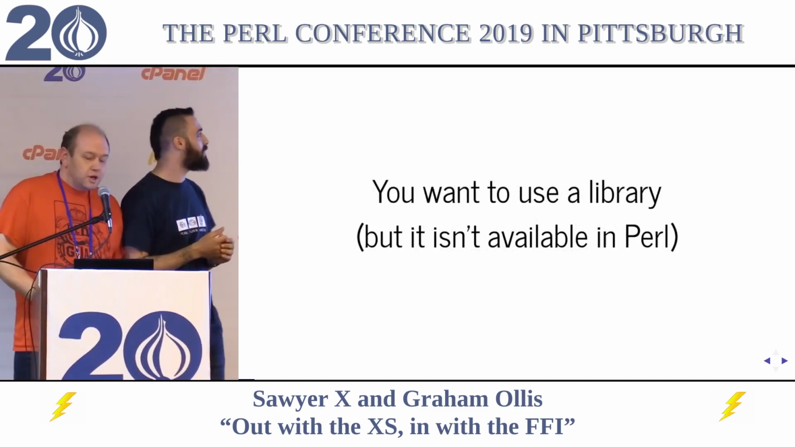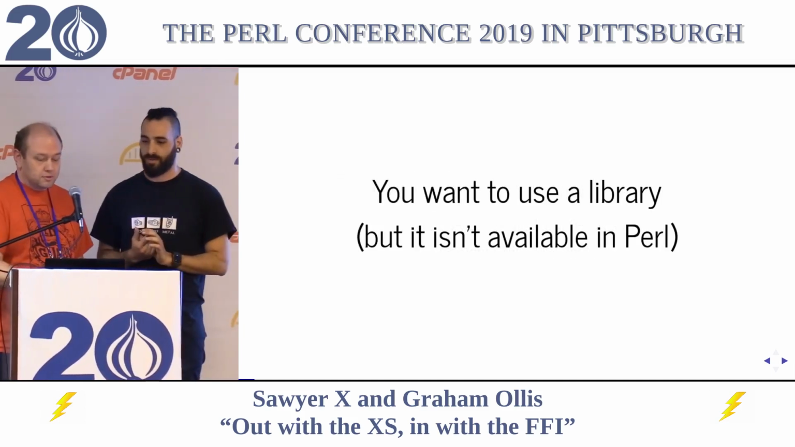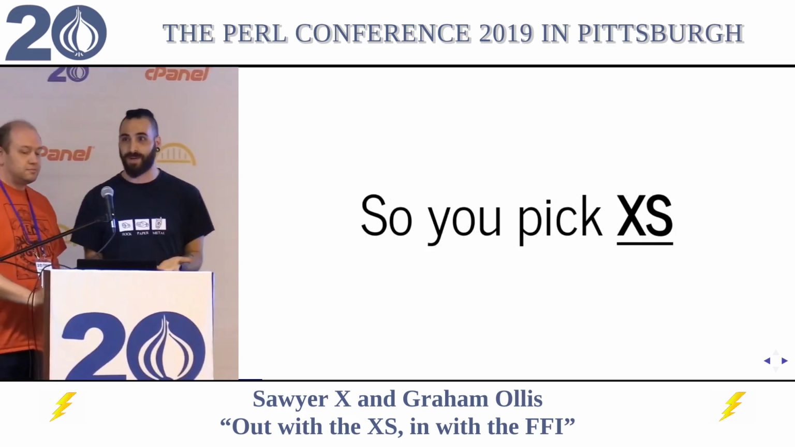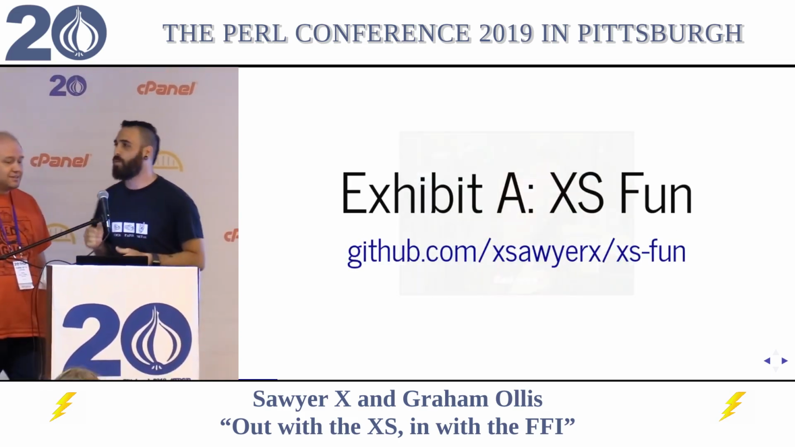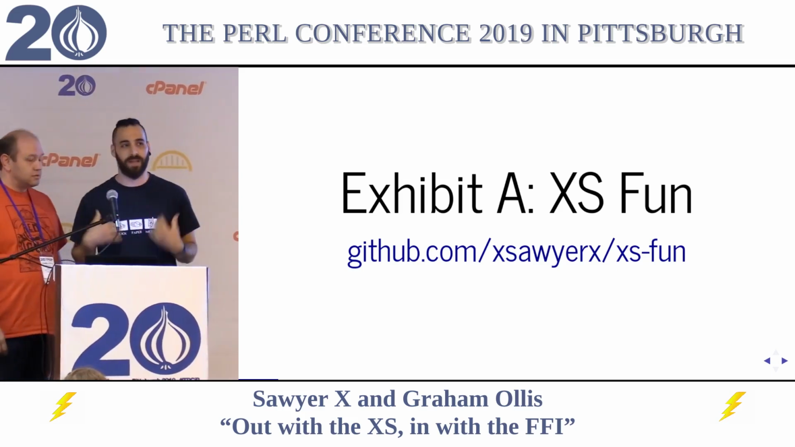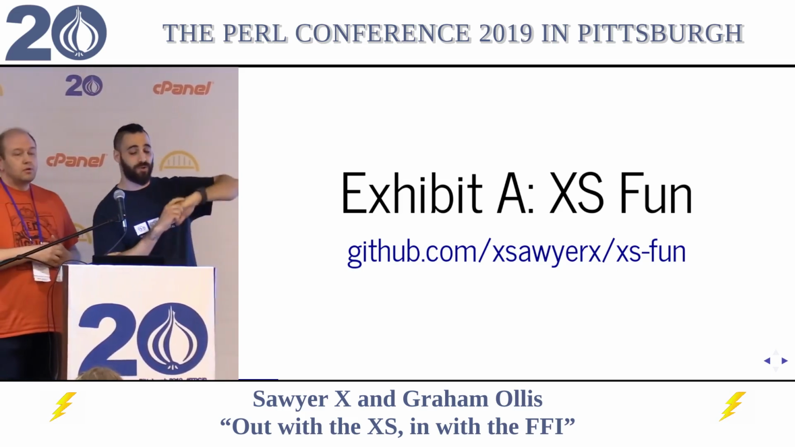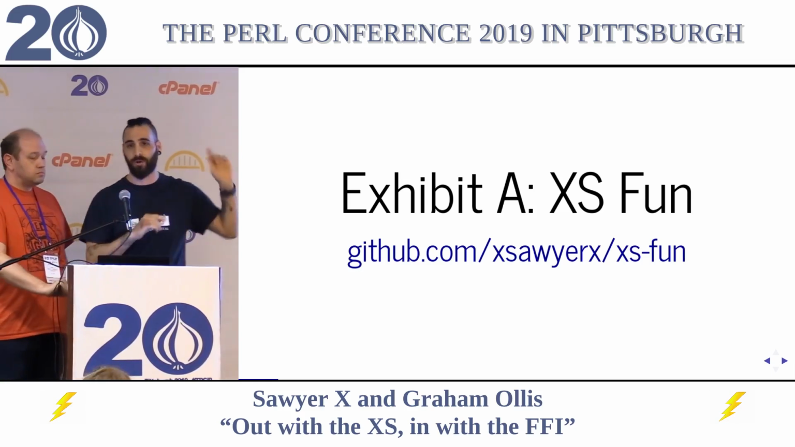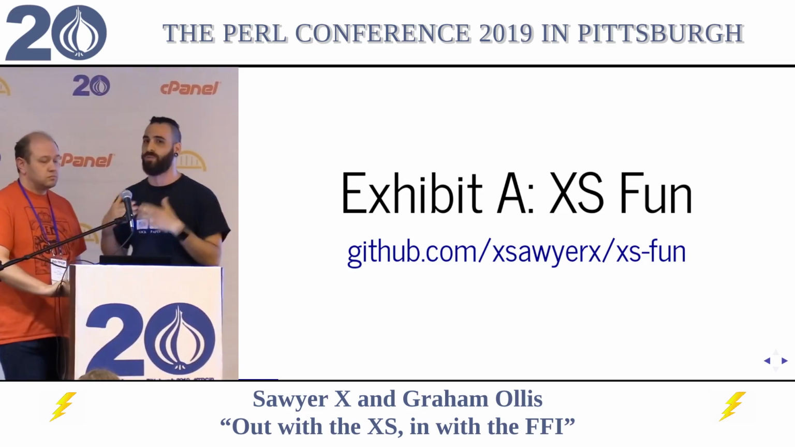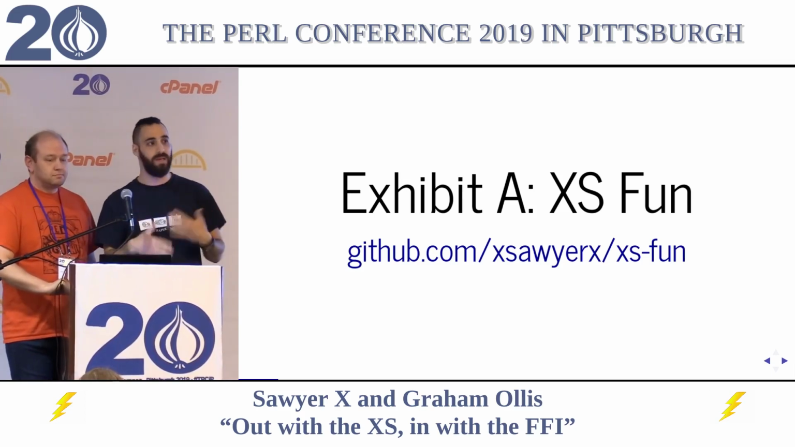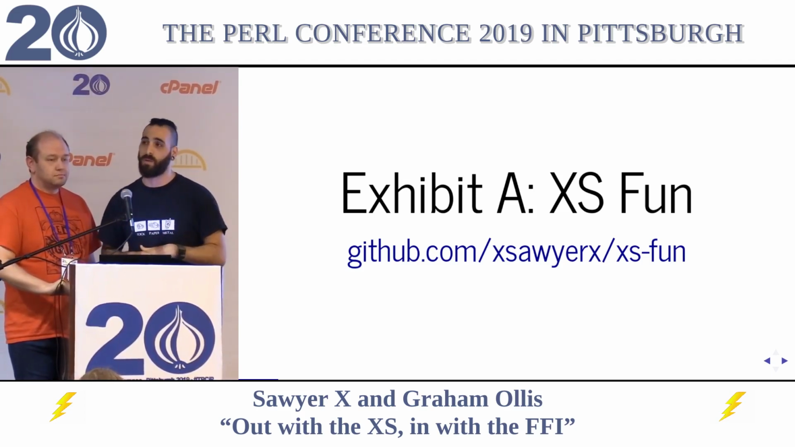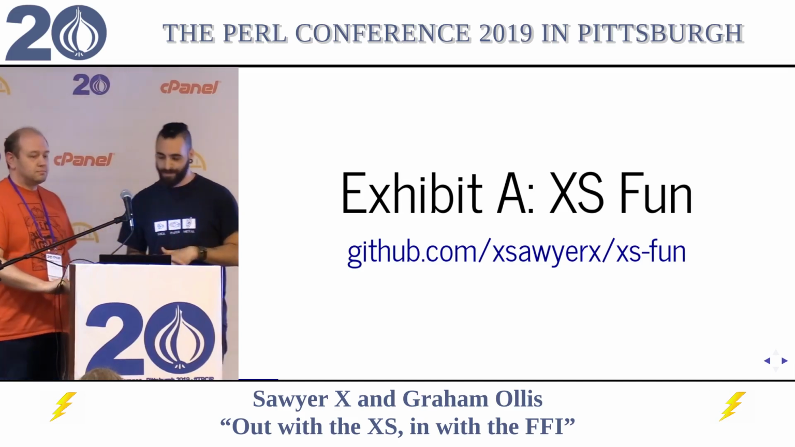So you want to use a library, but it isn't available yet in Perl. So you pick XS, right? Bad idea. So we're going to take an example of something that I did. In 2013, I started writing this library called XS Fun just to play and learn Perl, and it was using a library to write bindings just so I have a chance to really get to know XS, and it was really fun, but it's also an example of not a good idea, and we're going to hopefully show why.